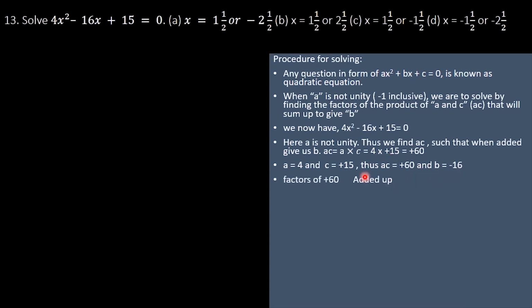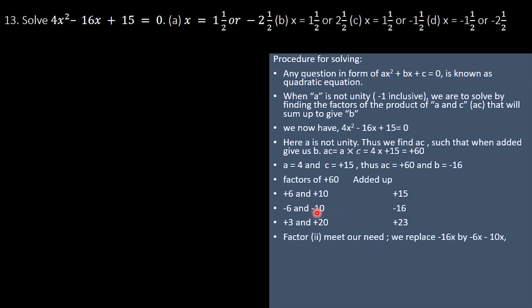Let's find the factors of plus 60 now. The factors of plus 60 are plus 6 and plus 10, minus 6 and minus 10, plus 3 and plus 20. When added up, we have plus 16 for these terms, minus 16 for this one, and plus 23 for this one. We can see that it is only the second pair of factors that meets our need. Therefore, we are going to replace these factors for minus 16x. Then we factorize the expression, then make each factor equal to 0, then solve for the unknown.